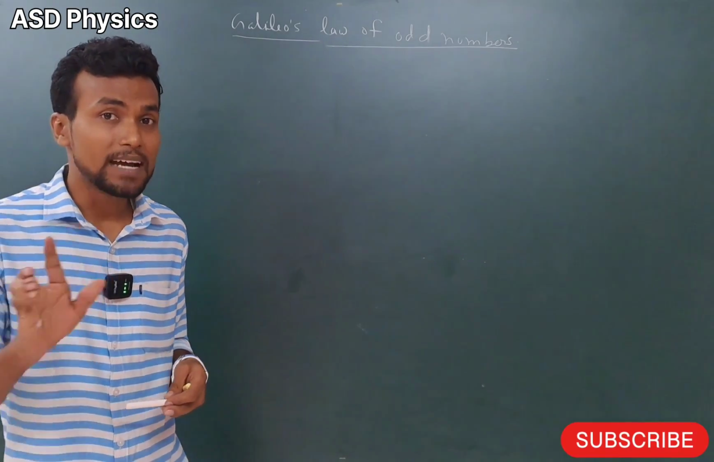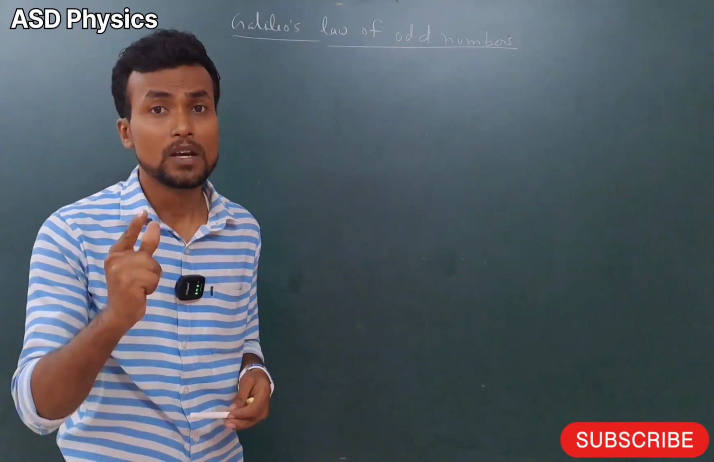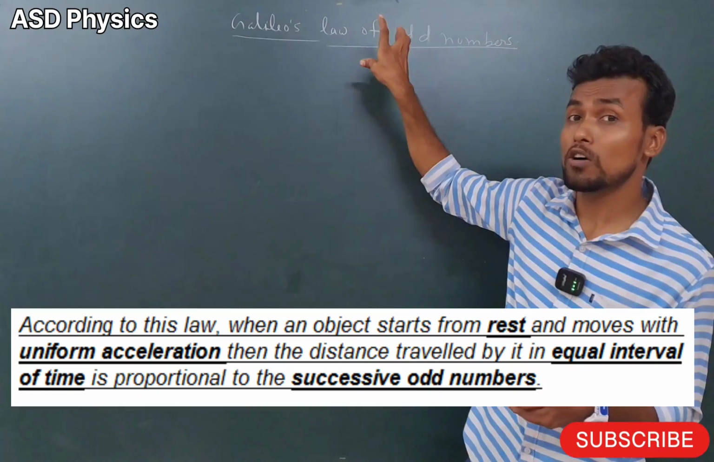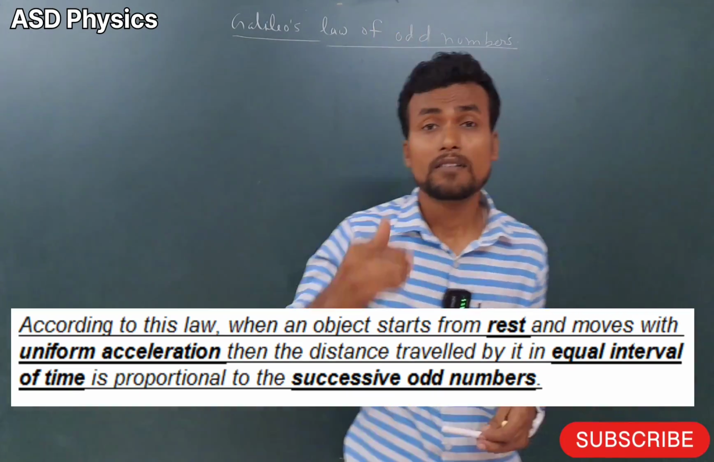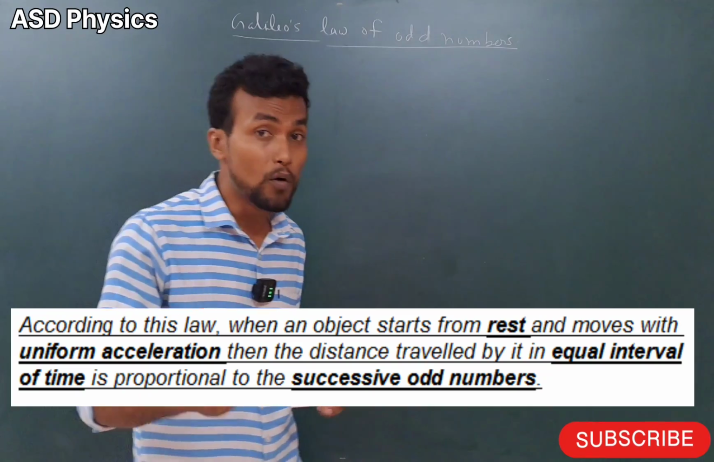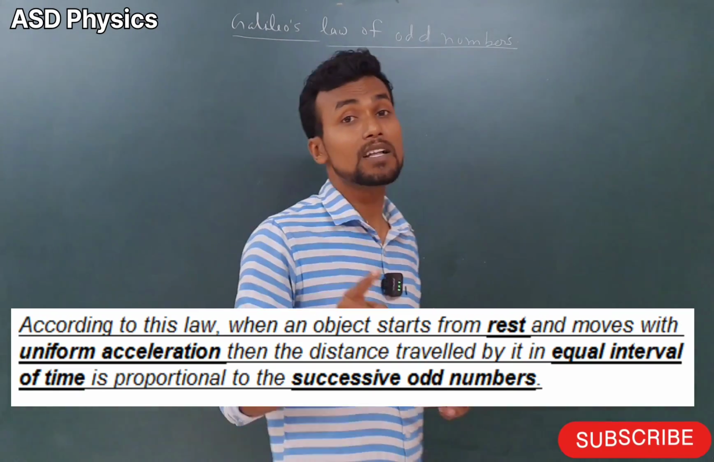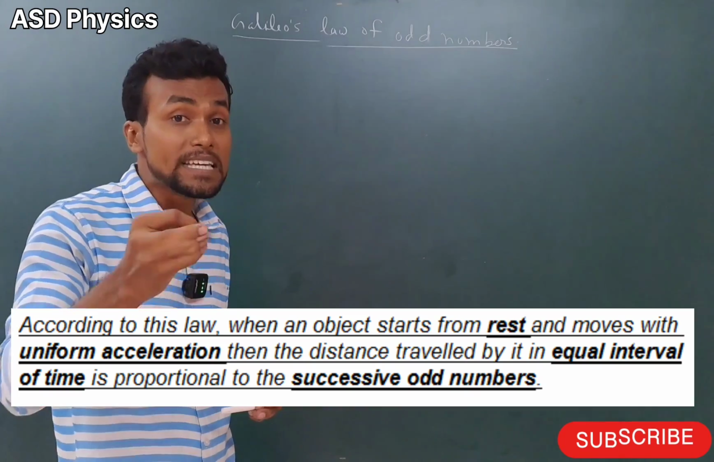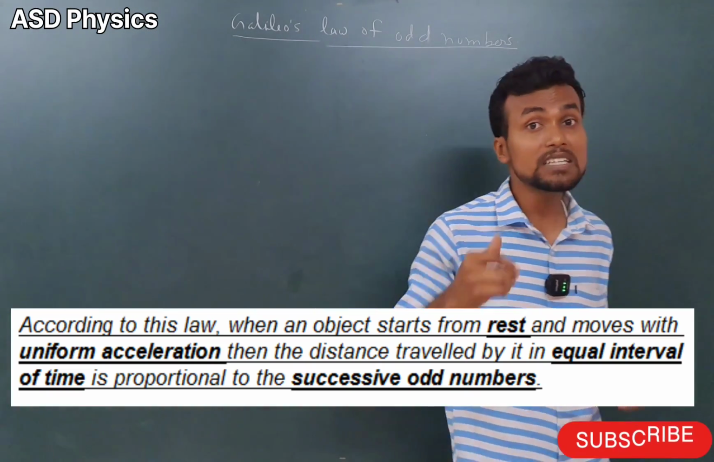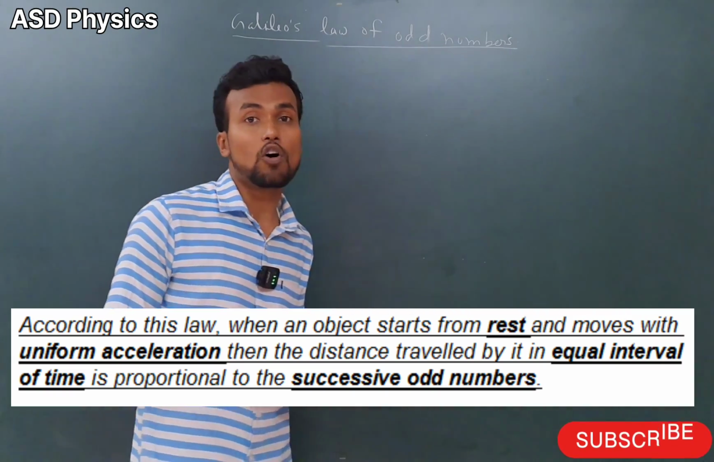So my dear students, I will tell the basic statement of this law. Just listen very carefully. According to this law, when an object starts from rest and moves with a uniform acceleration, then the distance traveled by it in equal intervals of time is always proportional to the successive odd numbers.